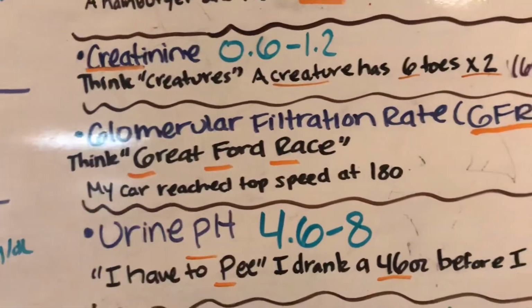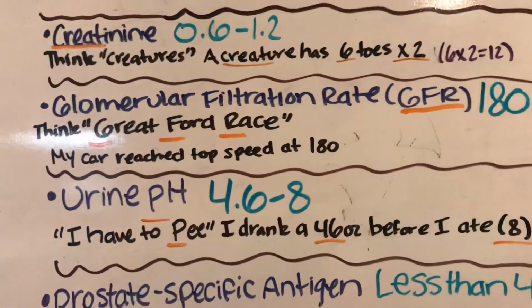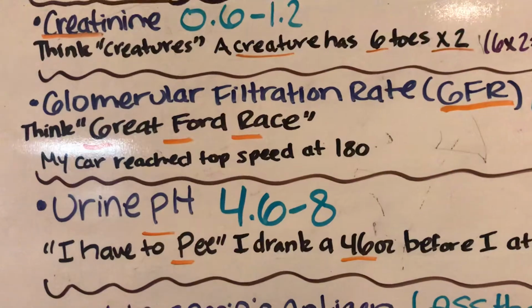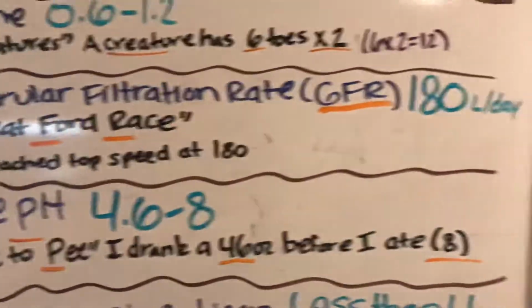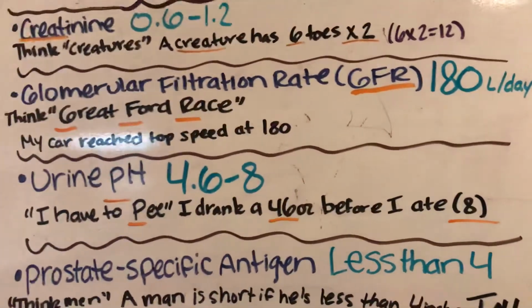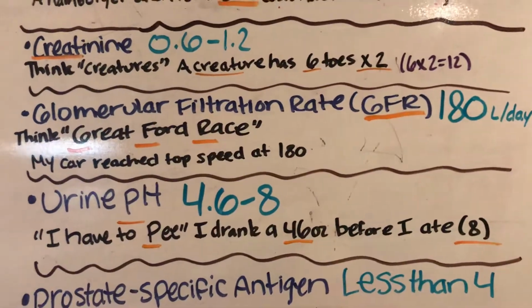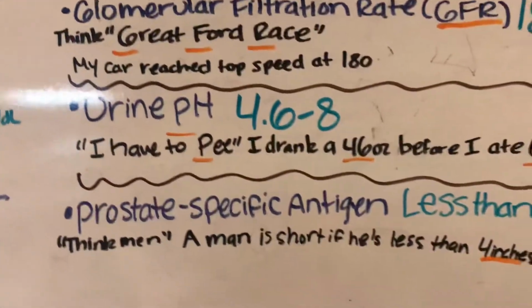Your glomerular filtration rate is your GFR. And I think of GFR as the Great Ford Race. So my car reached top speed at 180. And so your GFR rate is 180. And this test measures how well the kidneys function to filter toxins. So that's why we're talking about that one.